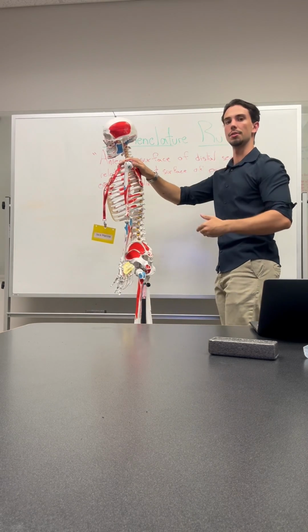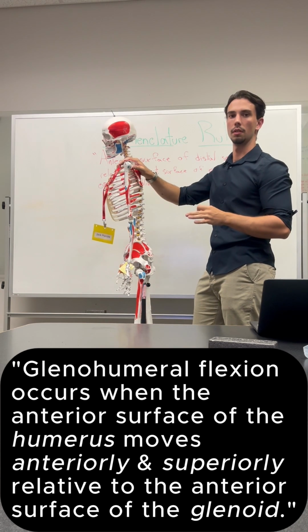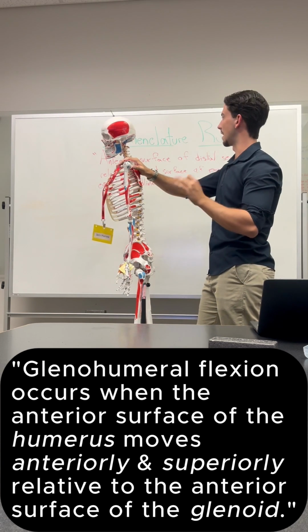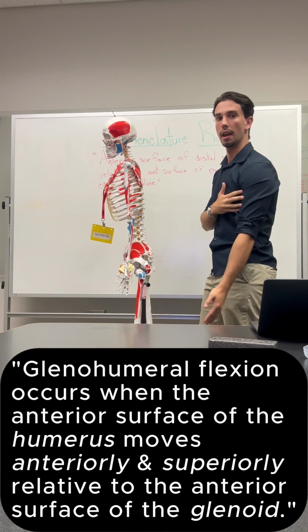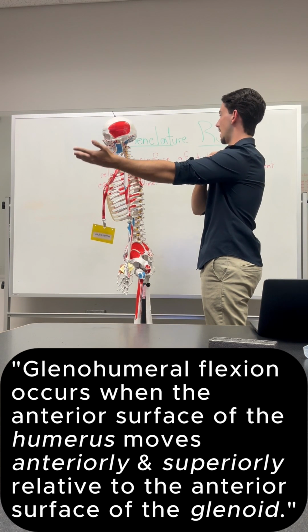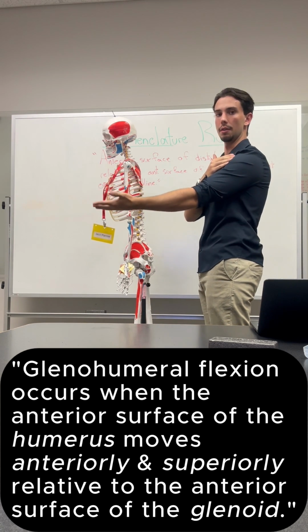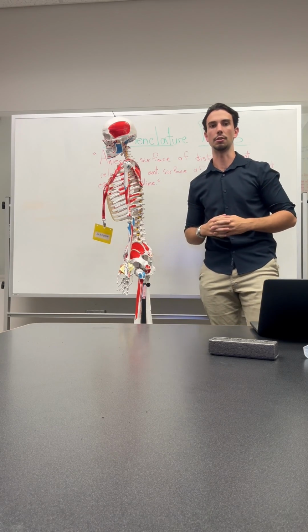So, put this all together. Again, recap. GH flexion occurs because the anterior surface of the humerus moves anteriorly and superiorly relative to the anterior surface of the glenoid. That's how we would use our nomenclature rules to describe GH flexion.